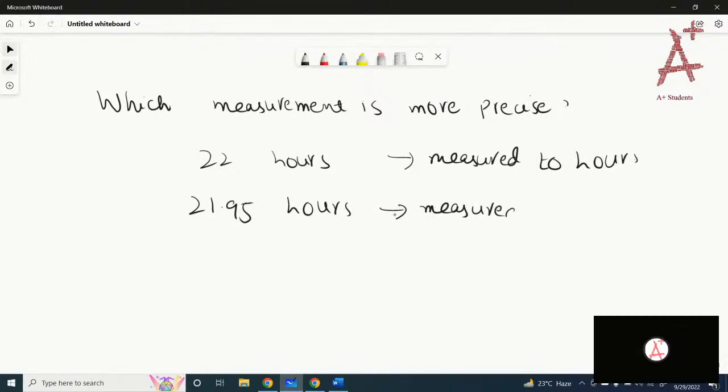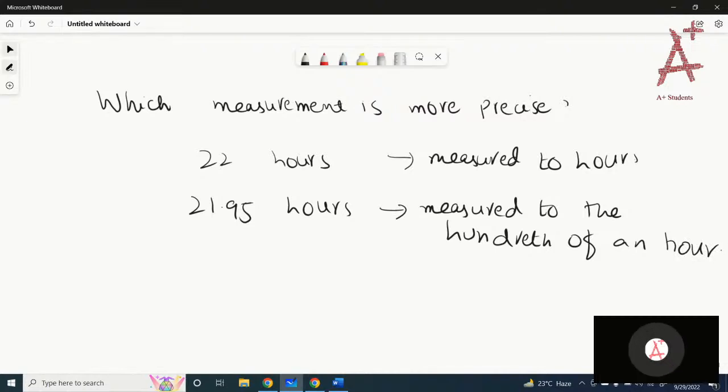The hundredth of an hour is a smaller unit than an hour. So the measurement 21.95 is more precise than the 22 hours. Got it? That's the same point I wrote on the board earlier: when the units are the same, the measurement with more decimal places is more precise. So the one that has more decimal places is more precise. Got it?